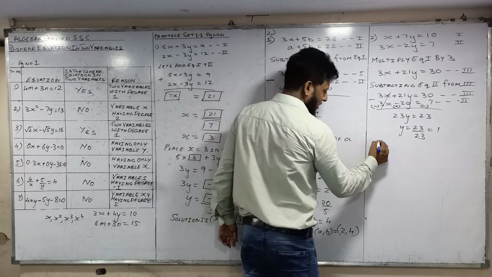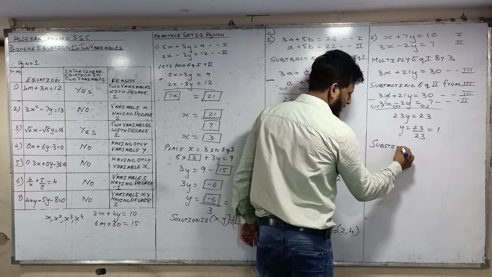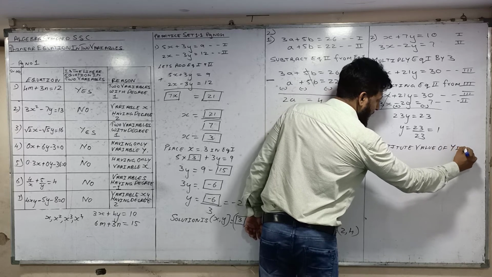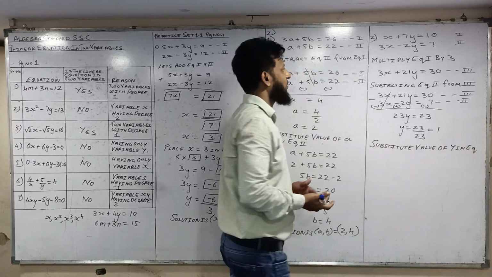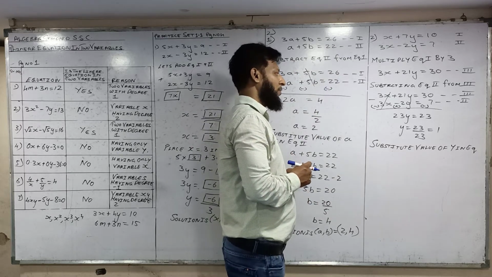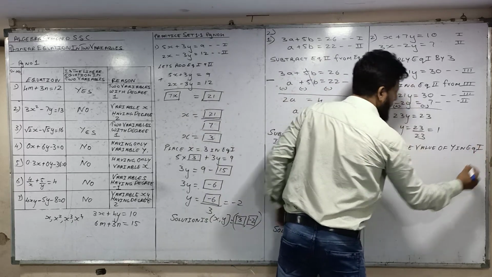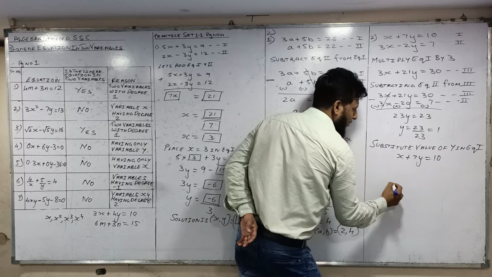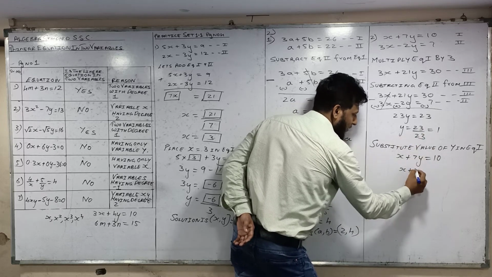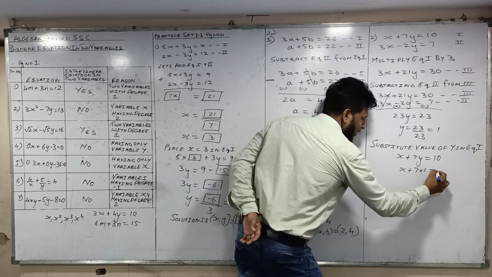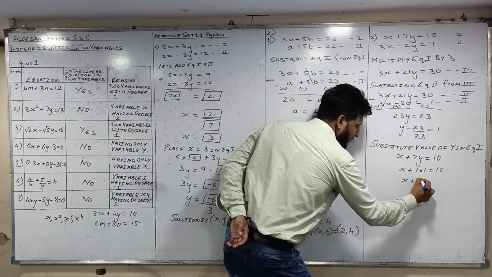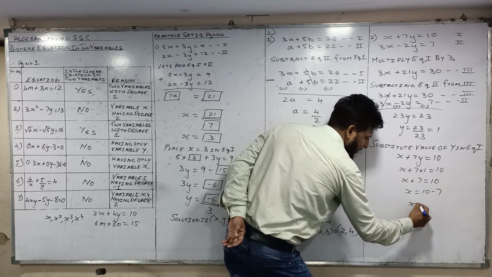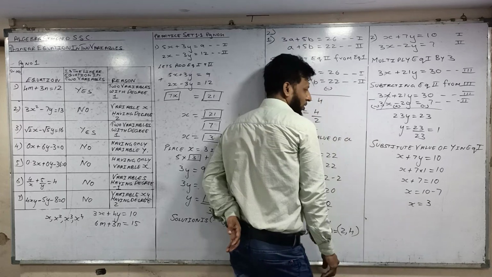Now substitute the value of y in an equation. See the simple equation, which is the simple one. Equation 1 is the simple one. So equation 1: x plus 7y is equal to 10. Now put the value of y. y is 1, so 7y means 7 into 1. So x plus 7 ones are 7 is equal to 10. Keep 10 as it is, plus 7 will go there as minus 7. 10 minus 7 is 3.